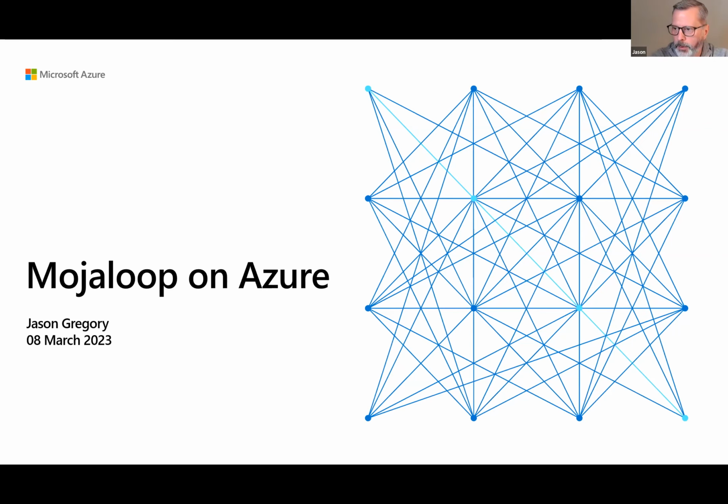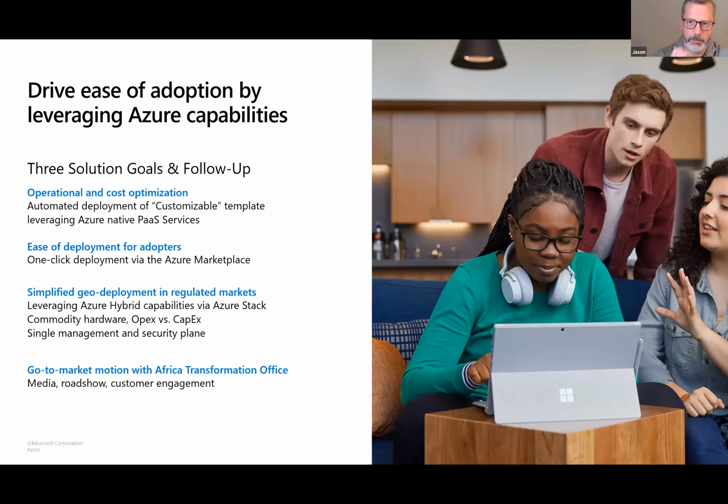So, a recap on where we were heading originally. The goal of the project to get Modular Loop natively on Azure was really around four key pillars. The first one is looking at how we can get operational costs down for deploying Modular Loop in two modes, actually. First one being the concept of adoptability by community members, developers, and also organizations who want to kick the tires on the technology side of things.